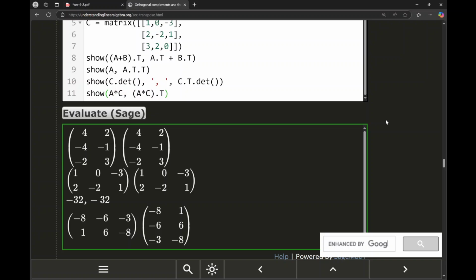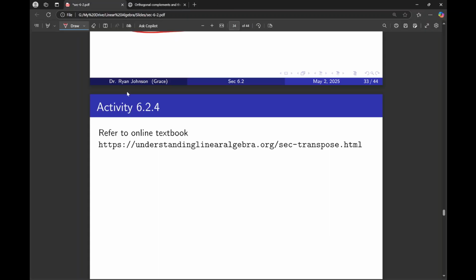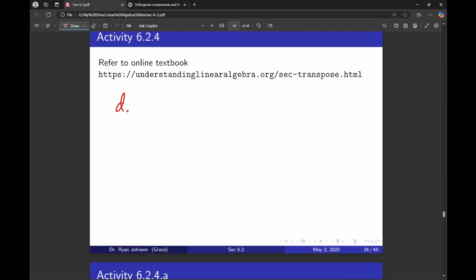A is 2 by 3. So for D.2, A is a 2 by 3 and C is a 3 by 3, right? And so A times C makes sense because the 3 and the 3 match up. But if I try to do A transpose, that's a 3 by 2. C transpose is still a 3 by 3.